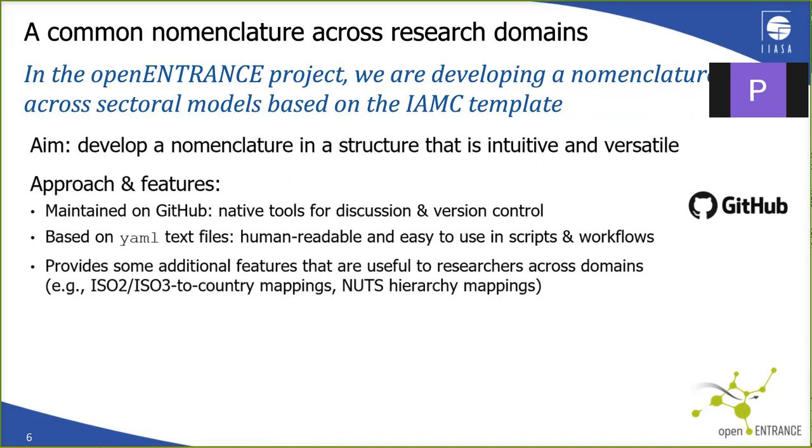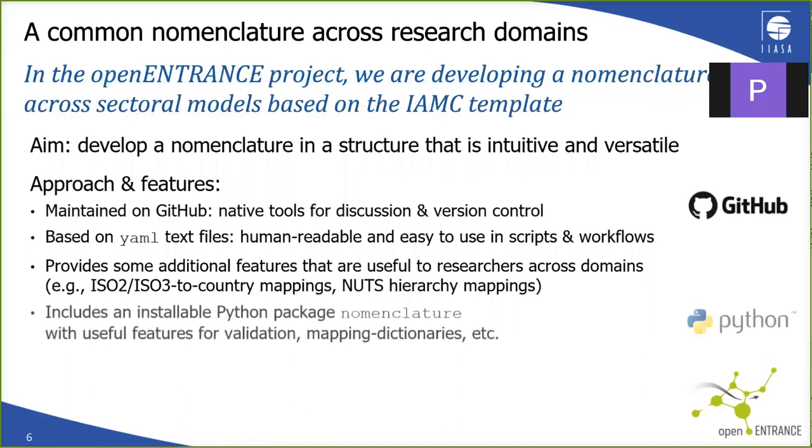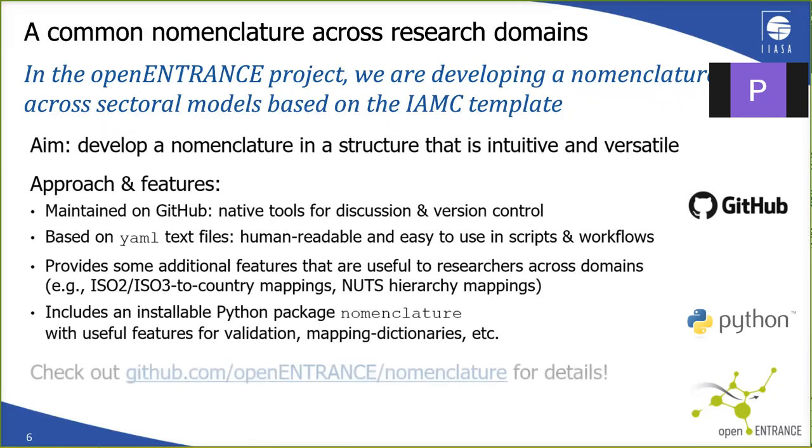Also, this nomenclature package provides some additional features which are very useful, such as ISO2 to ISO3 country mappings and the NUTS hierarchy mappings. This also includes an installable Python package called nomenclature, which is very useful to be used offline. So you can download this open source package, install it on your local machine, and run validation or various mapping tasks. The details can be found, again, as mentioned on the previous slide, on github.com, the Open Entrance page under Nomenclature.